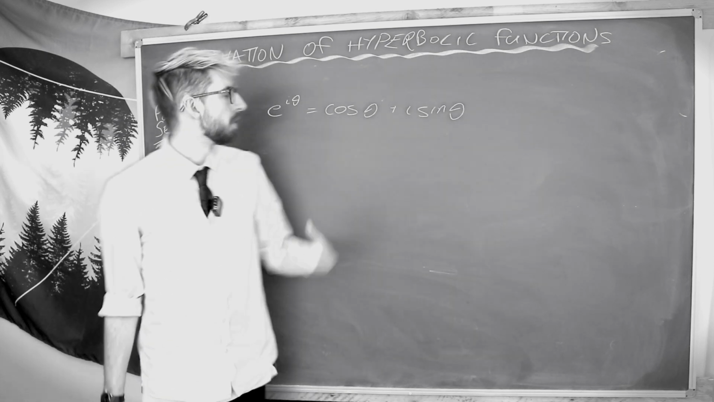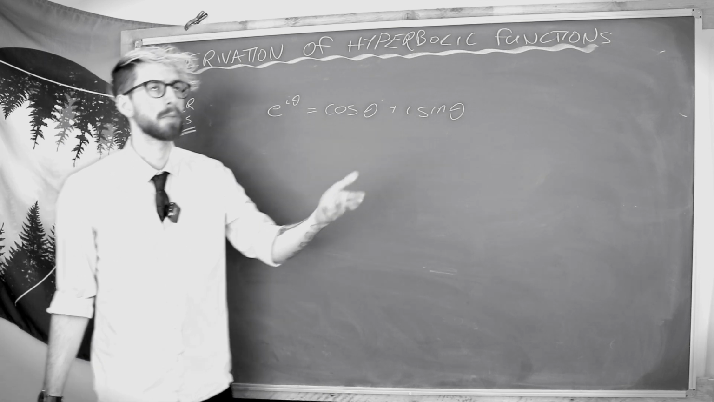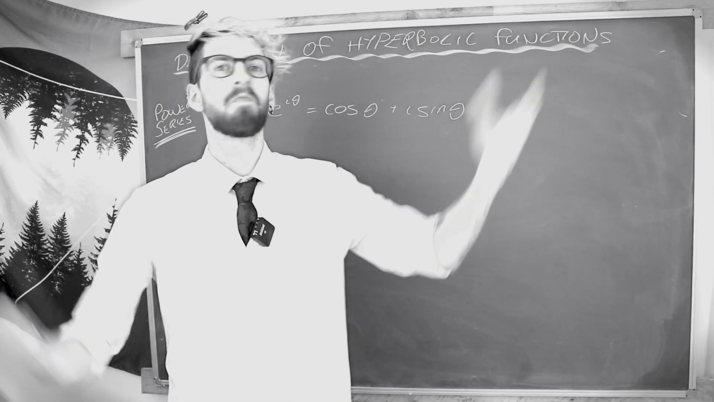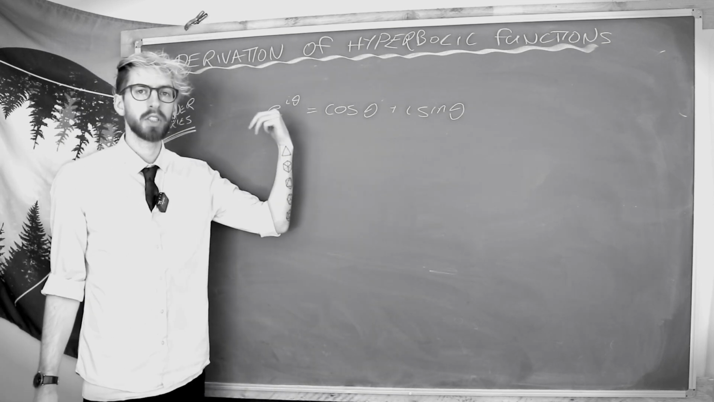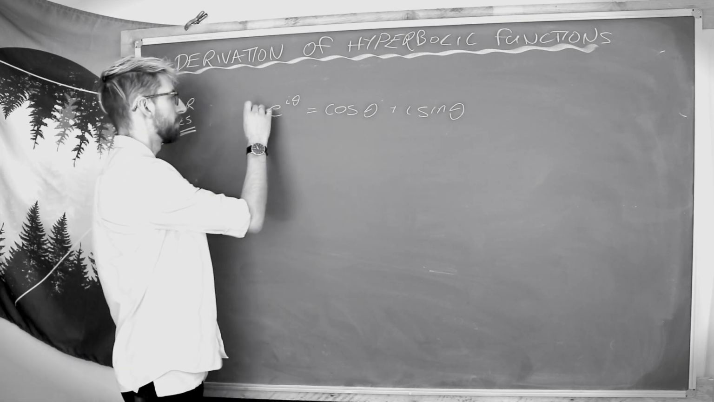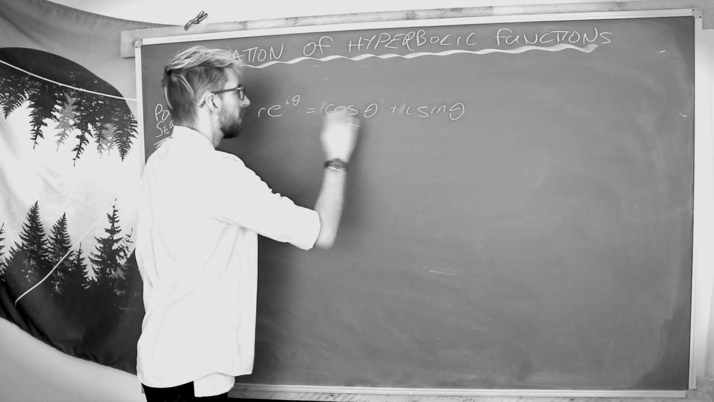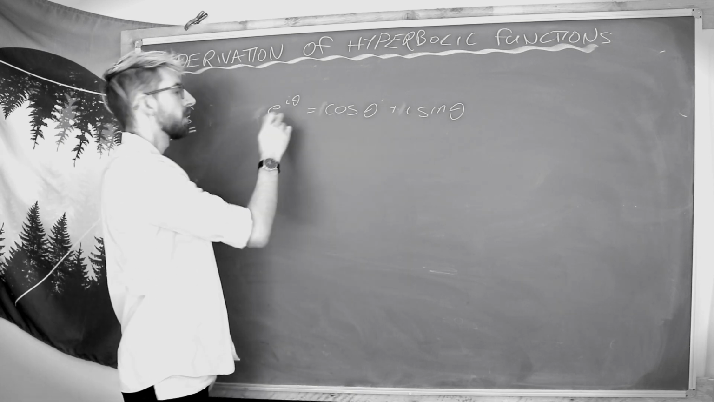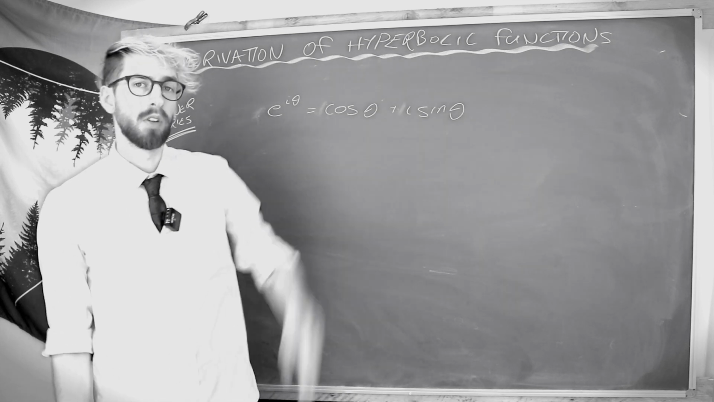But now we've got this new way, which is the exponential version. If you wanted to have some modulus r, you would just put an r in front of it. These come up in engineering and physics an awful lot.